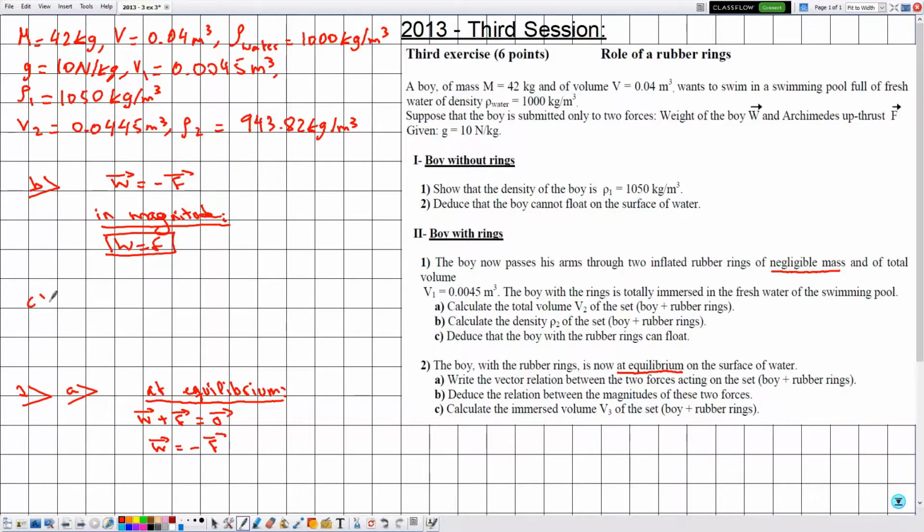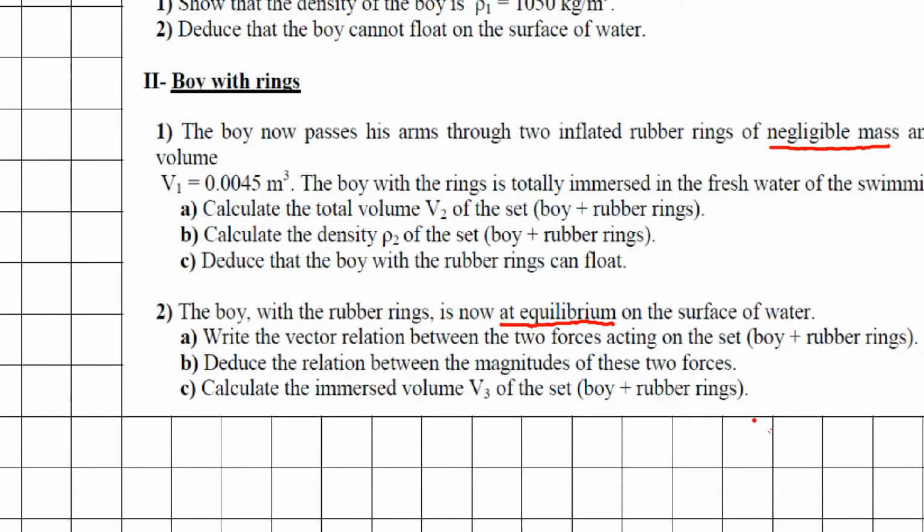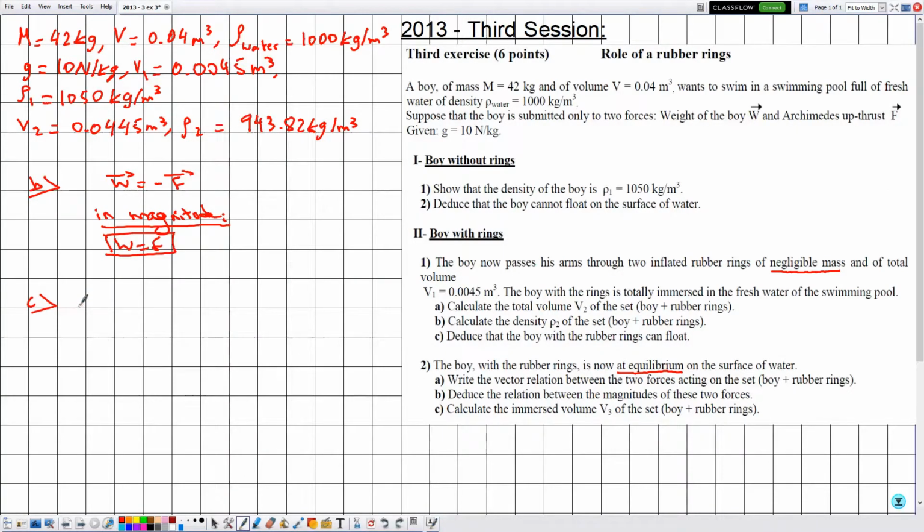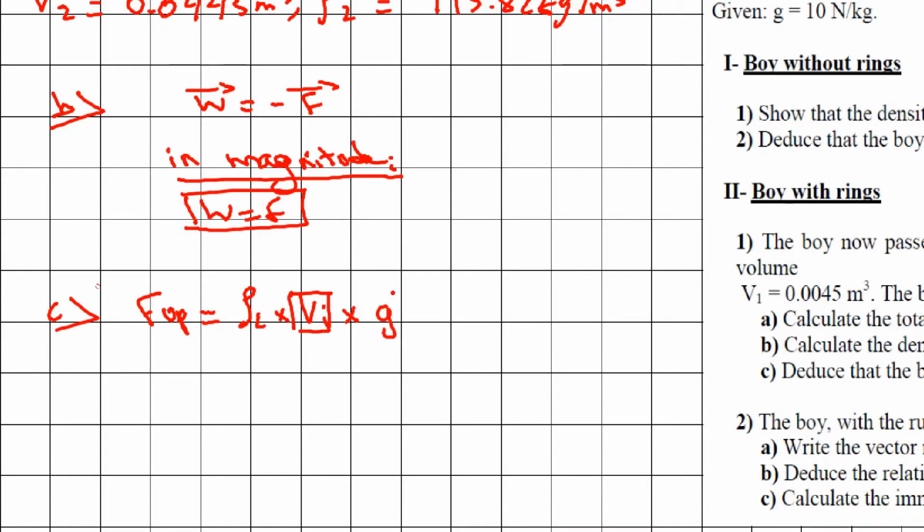Now in part C, calculate the immersed volume V3 of the said buoy plus rubber rings. We know that the immersed volume can be calculated from the following formula: the magnitude of F upthrust is equal to the density of the liquid times the volume of the immersed part times G. We are interested in determining the volume of the immersed part. So in order to determine it, we must know G, which is given to be 10 newton per kilogram. We must know the density of the liquid, in this case the density of water. And we need to determine the value of F upthrust.